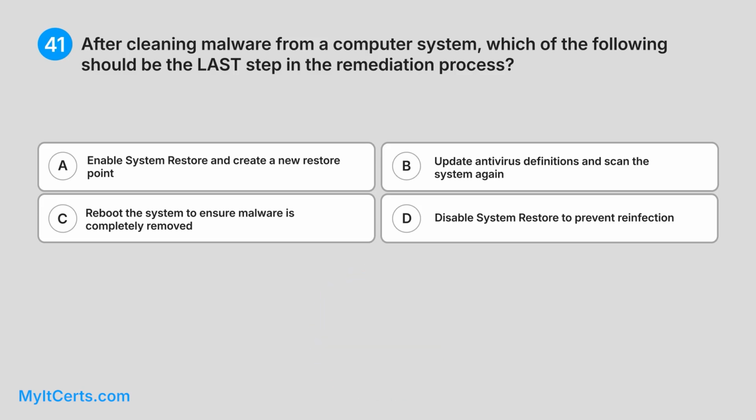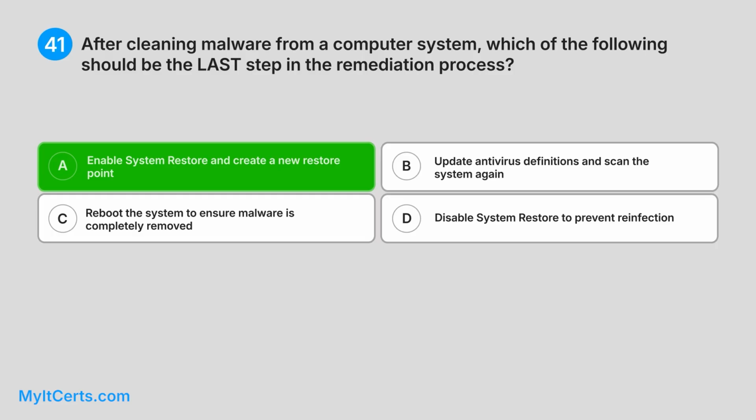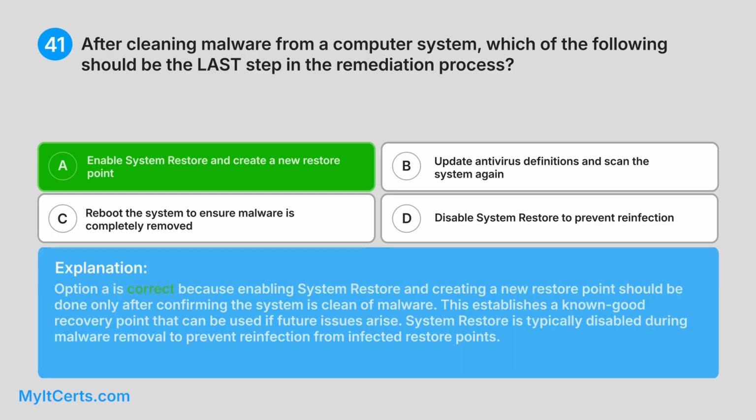Correct answer. A. Enable System Restore and create a new restore point. Explanation. Option A is correct because enabling System Restore and creating a new restore point should be done only after confirming the system is clean of malware. This establishes a known good recovery point that can be used if future issues arise. System Restore is typically disabled during malware removal to prevent reinfection from infected restore points.